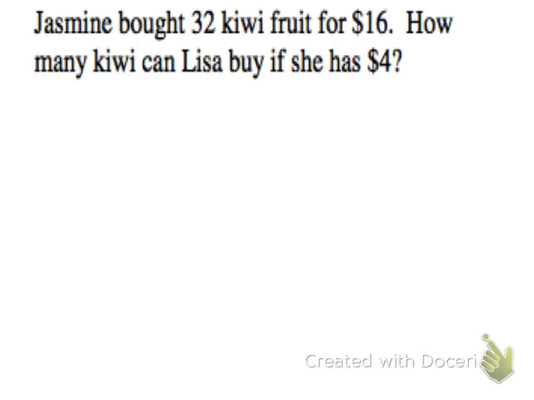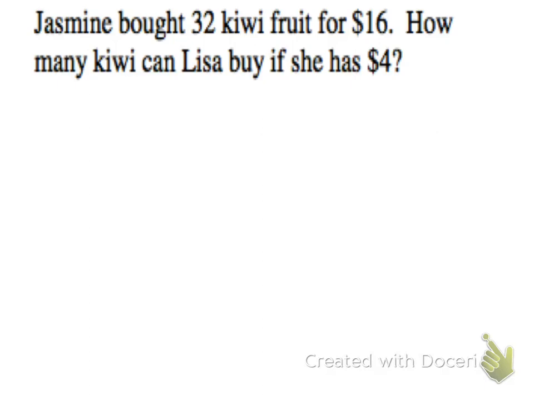Okay, now you know how to solve proportions. How do you set them up to be able to solve a problem? Try this one. Jasmine bought 32 kiwi fruit for $16. How many kiwi can Lisa buy if she has $4? I guess we're assuming that they are the same price.